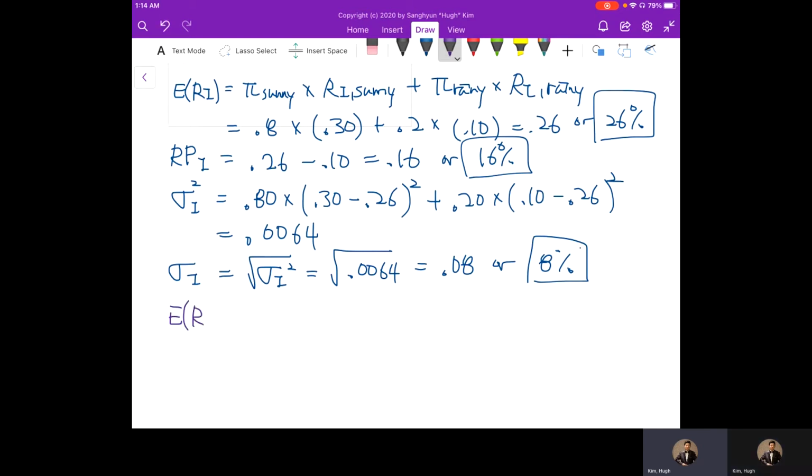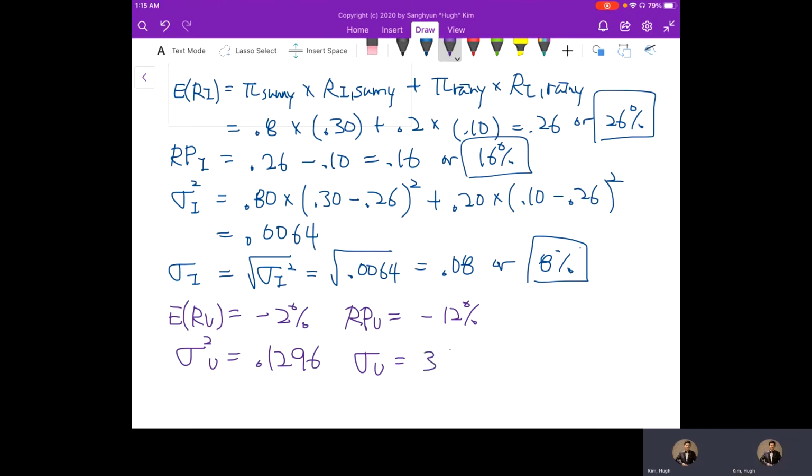So the expected return of the umbrella company is negative 2%, and the risk premium on the umbrella company is negative 12%, and the variance of the umbrella company is 0.1296, and the standard deviation is 36%. Okay, so let's summarize things here. The umbrella company has a standard deviation of 36%, whereas the ice cream company has a standard deviation of 8%. So the umbrella company has more total risk than the ice cream company.